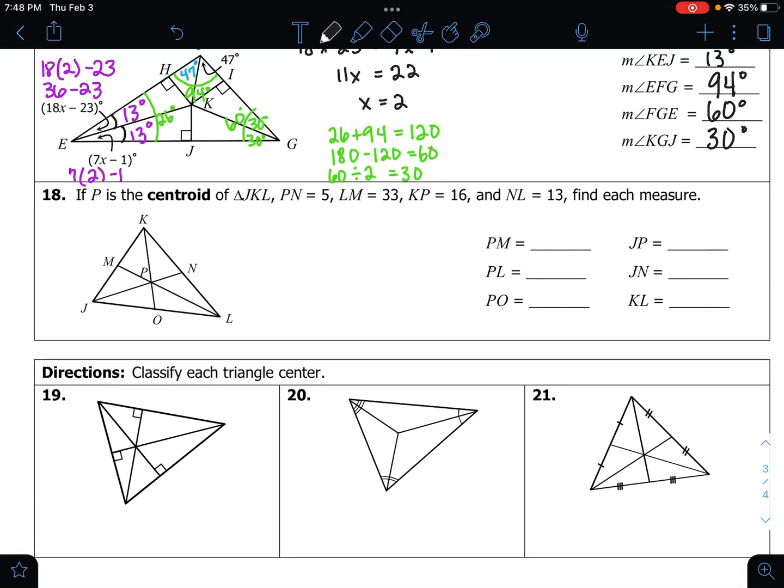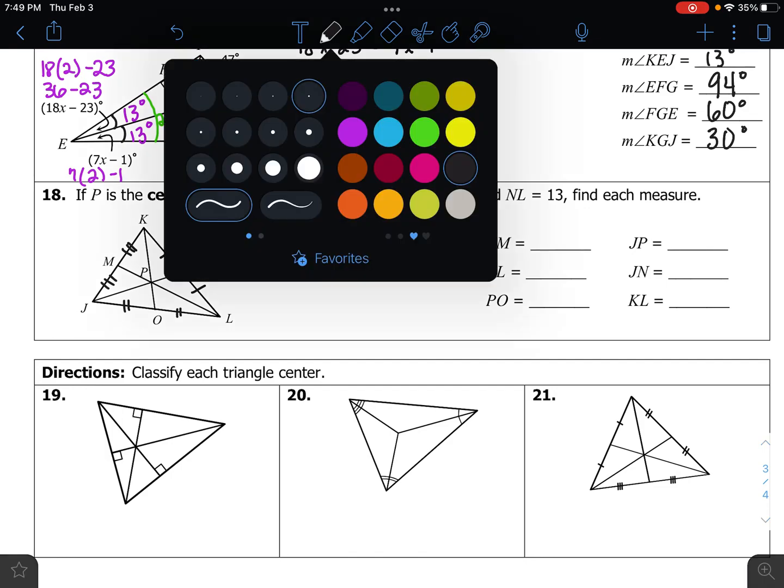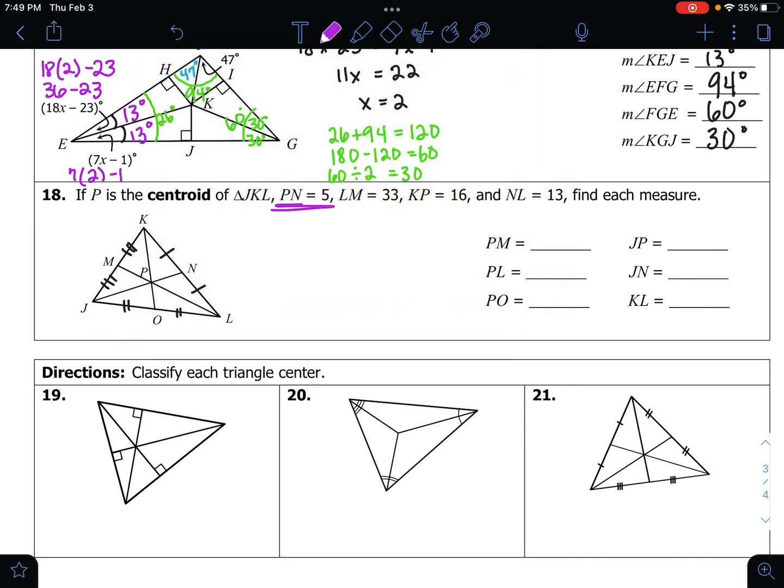Now we're dealing with centroids. So centroid means that these are medians. Since these are medians, that means this is congruent to this. Those are congruent, and these are congruent. That might be important. All right, so let's see. PN is 5. So this is 5 right there. And if that's 5, that means this is 10. Okay, LM is 33. Where's LM? Okay, so this whole thing is 33 now. This whole line segment right there is 33, which means this side is 11 and this side is 22.